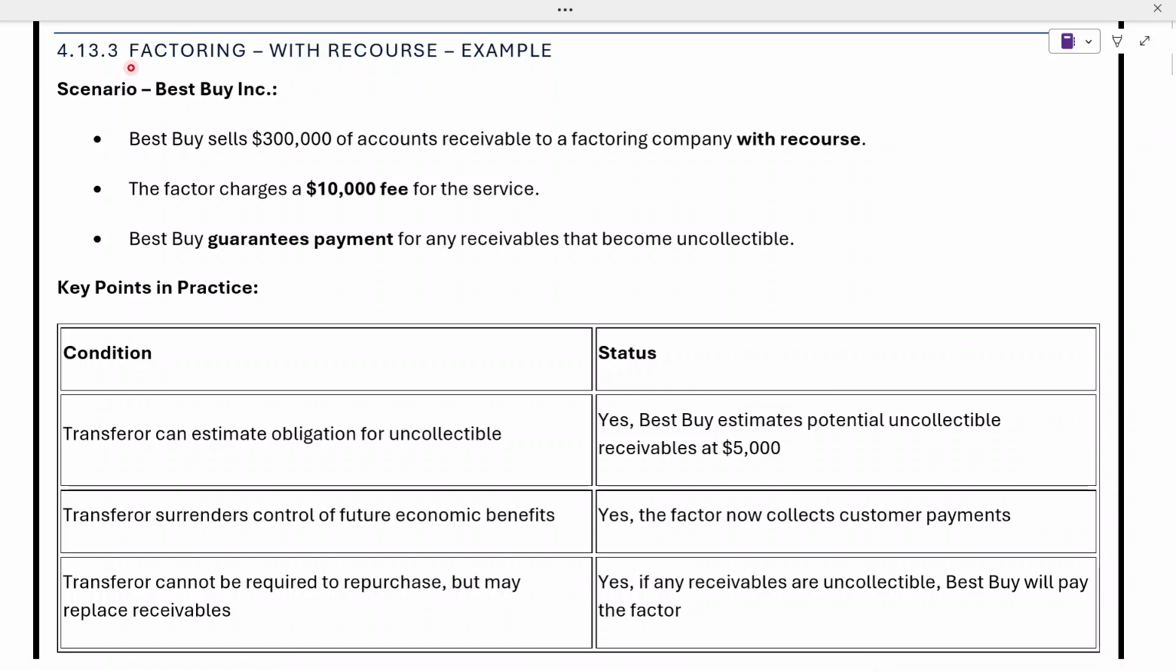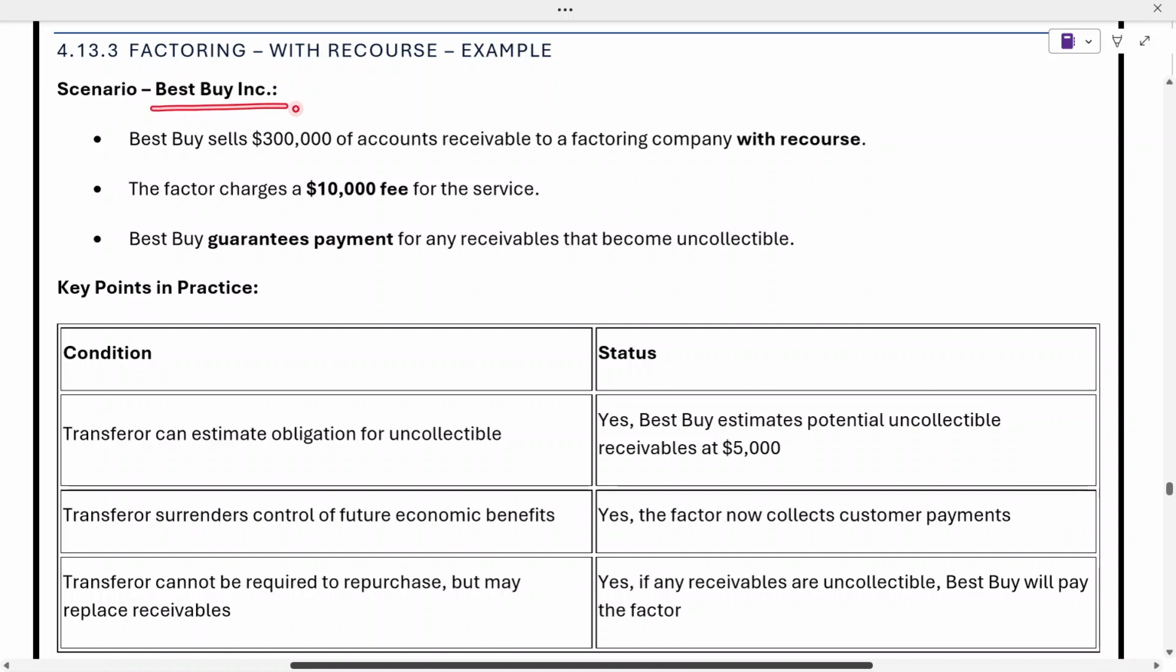Okay. Now let's understand factoring with recourse example. When I say with recourse, it means the company who is selling their debtors guarantees that they will be paying the final amount. If the debtors don't pay, then the company will pay that amount.